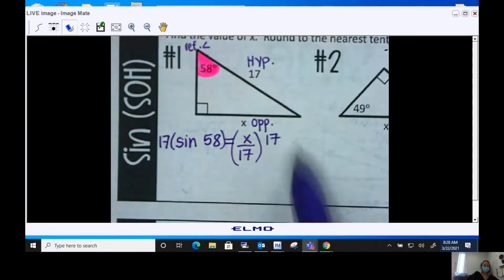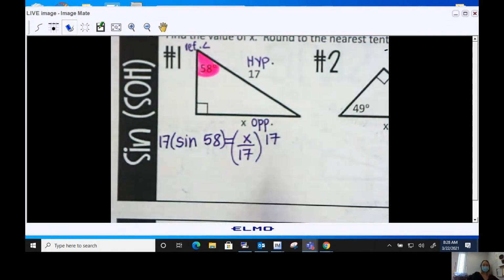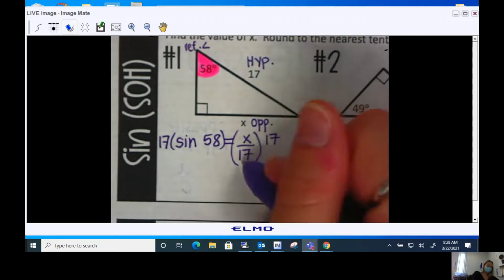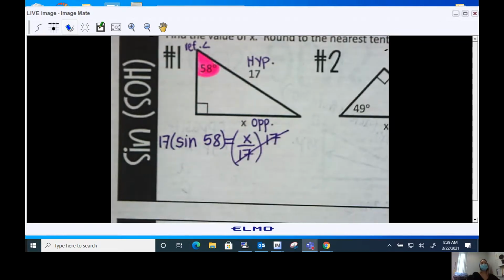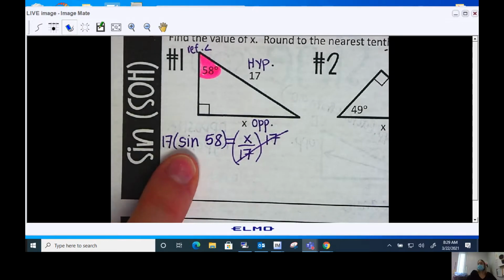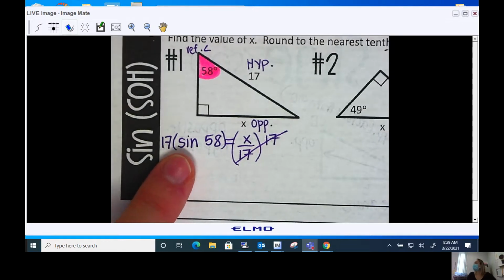Now, what happens on the right with these 17s? What happens with the divided by 17 and multiplied by 17? They go away. There's nothing left over there but an x. Now all I have to do is put this into my calculator. 17 times the sine of 58.